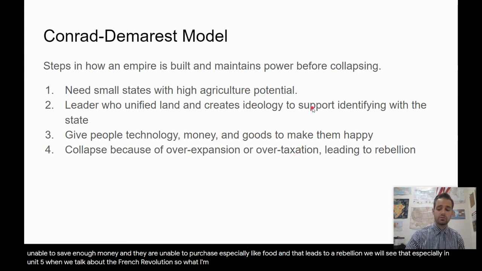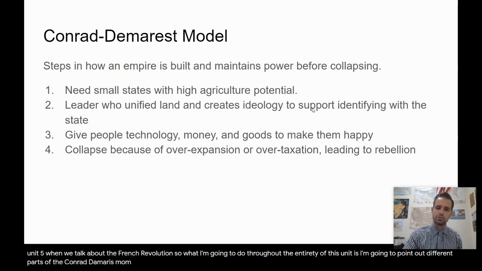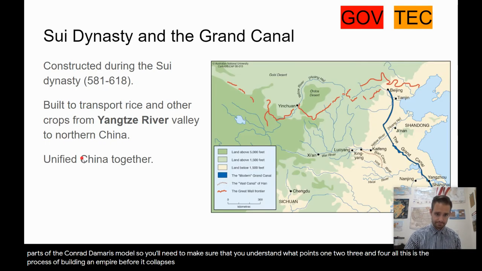So what I'm going to do throughout the entirety of this unit is point out different parts of the Conrad Demarest model. So you'll need to make sure that you understand what points 1, 2, 3, and 4 are. This is the process of building an empire before it collapses.